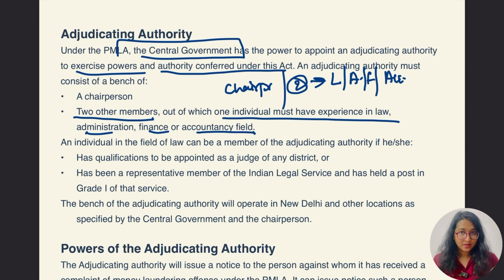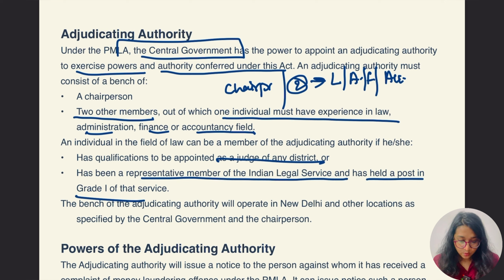So can I say a chairperson should be there in the adjudicating authority. Second, two persons, among these two, one should have experience and knowledge related to law, administration, finance and accountancy field. An individual in the field of law can be a member of the adjudicating authority if she has qualification to be appointed as judge of any district, or has been a representative member of the Indian Legal Service, or has held a post in grade first of the service. The bench of the adjudicating authority will operate in New Delhi and also at locations specified by the central government.